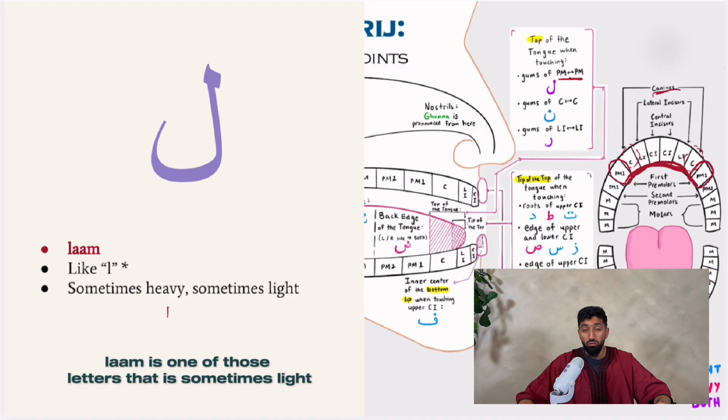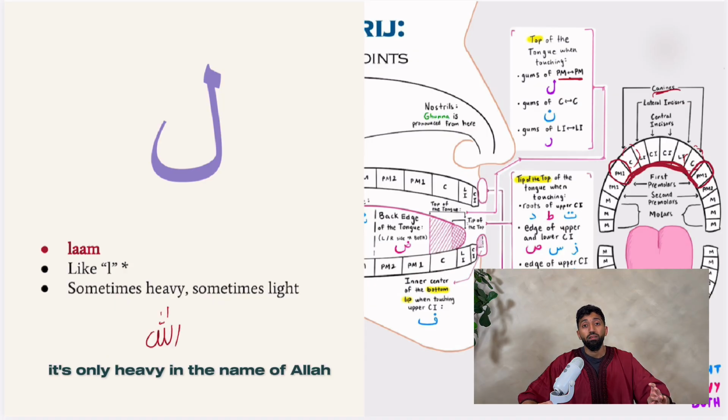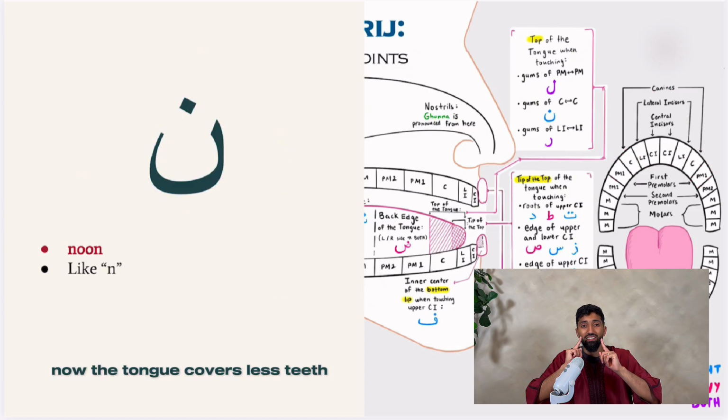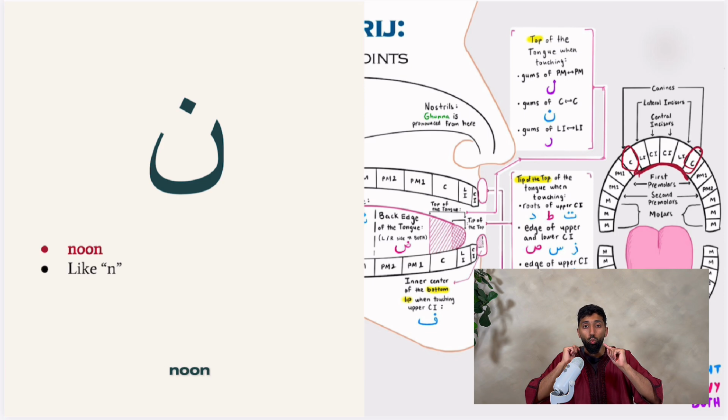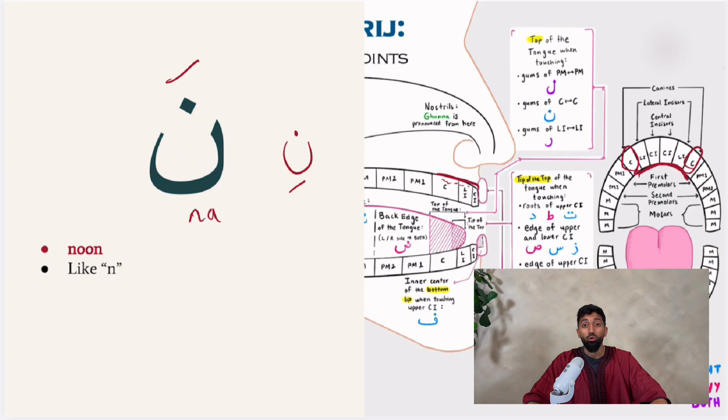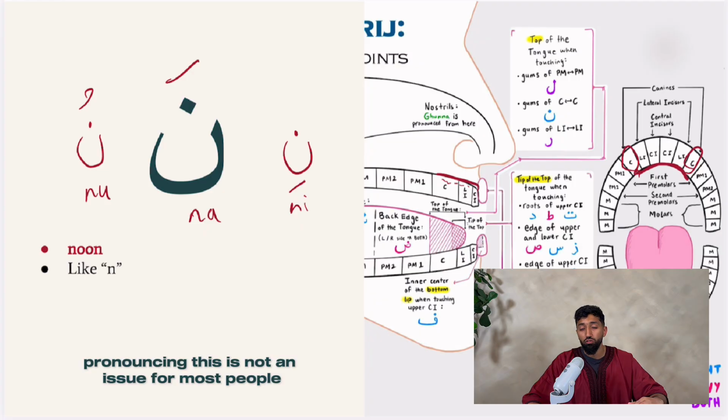Lam. Again, lam is one of those letters that is sometimes light, sometimes heavy. It's only heavy in the name of Allah under specific conditions, which again we'll look at later. But for now, lam, fatha, la, lam, kasra, li, lam, dhamma, lu. Now the tongue covers less teeth and is only touching the gums of the canine to the canine. That's where noon comes from. Noon. Very similar to the N sound in English. Noon fatha na, noon kasra ni, noon dhamma nu. Na, ni, nu. Typically, pronouncing this is not an issue for most people.